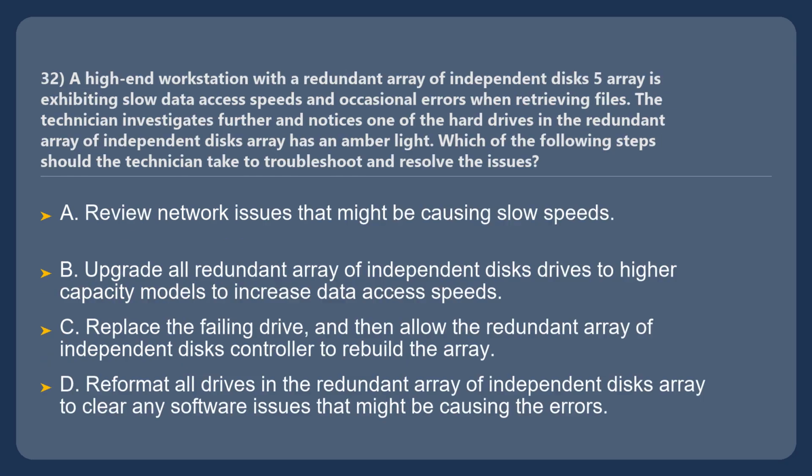Question 32. A high-end workstation with a redundant array of independent disks 5 array is exhibiting slow data access speeds and occasional errors when retrieving files. The technician investigates further and notices one of the hard drives in the redundant array of independent disks array has an amber light. Which of the following steps should the technician take to troubleshoot and resolve the issues? Option A, review network issues that might be causing slow speeds.